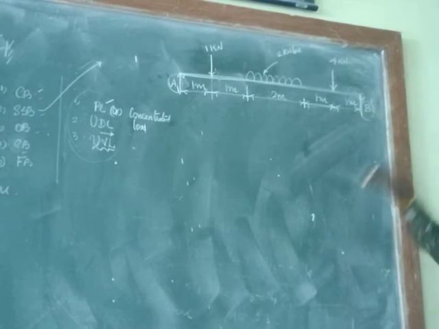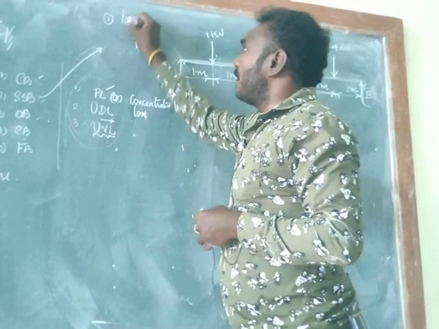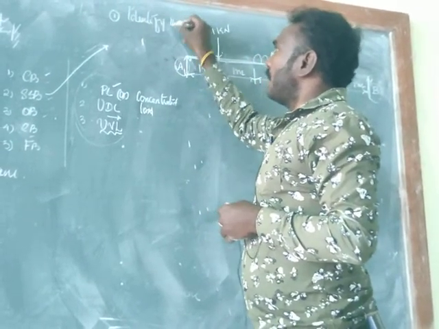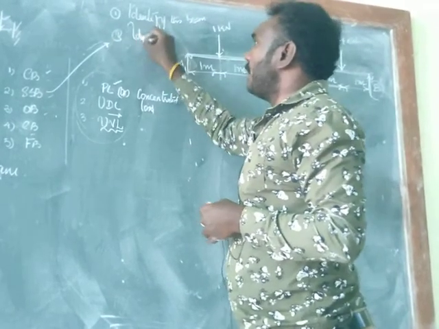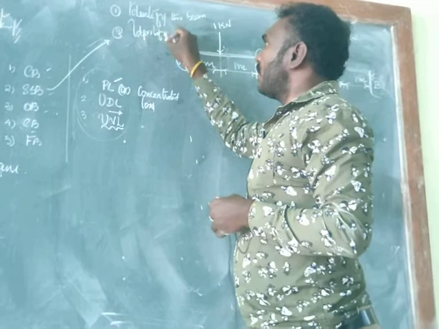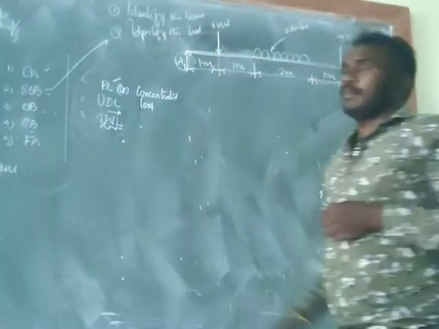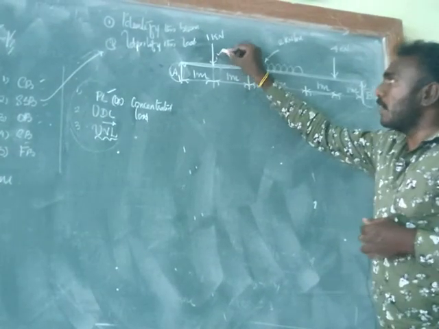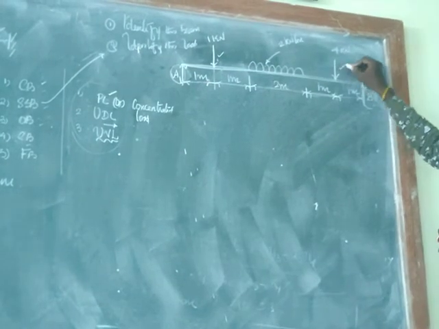The first step is to identify the beam. The second step is to identify the types of load acting on the beam. What are the types of load? Here this is a point load, which we have already studied. This is a point load, and this is one more point load.